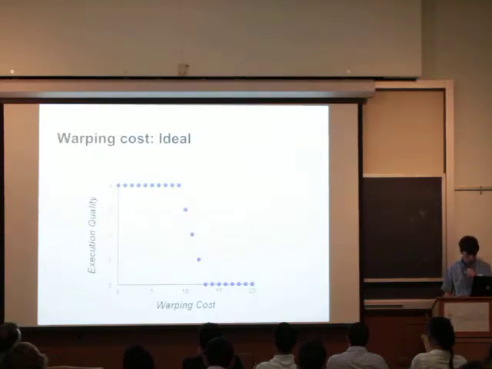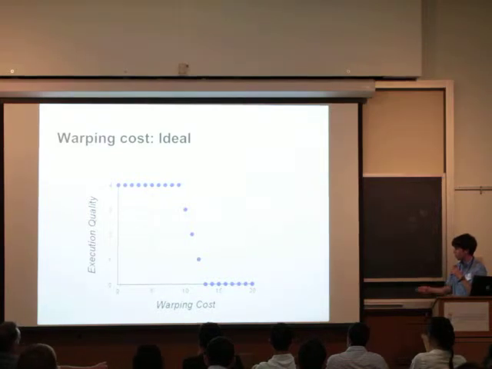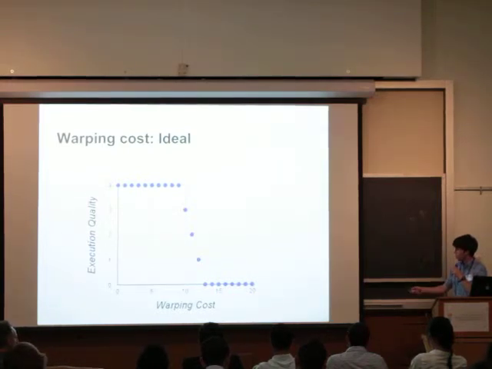So why might this be? Well, let's look at how the warping cost would ideally look. So here's an idealized graph of the warping cost versus the execution quality. 4 would be a complete success, and 0 a failure, and then these numbers are in between. So ideally, there'd be some threshold for the warping cost, under which it would always succeed, above which it might fail, and then a nice gradient in between.